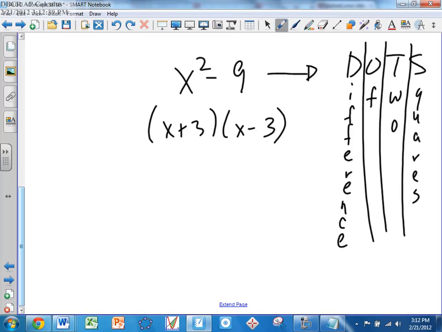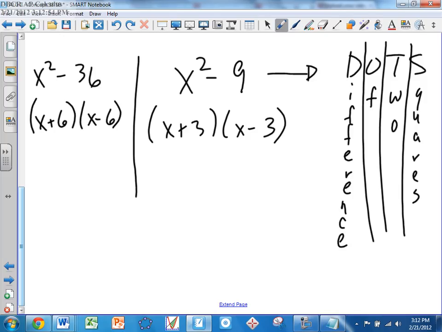So let's take a look. We have x squared minus 36. What would that become? X plus 6, x minus 6. Again, what is the pattern that you're noticing between these two examples? Negative and positive, very good. One has to be negative, one has to be positive, so they cancel.